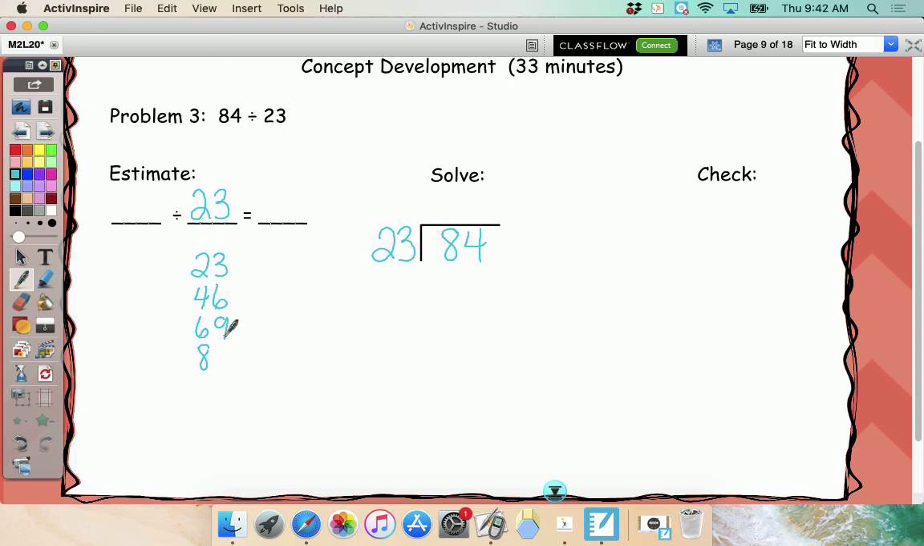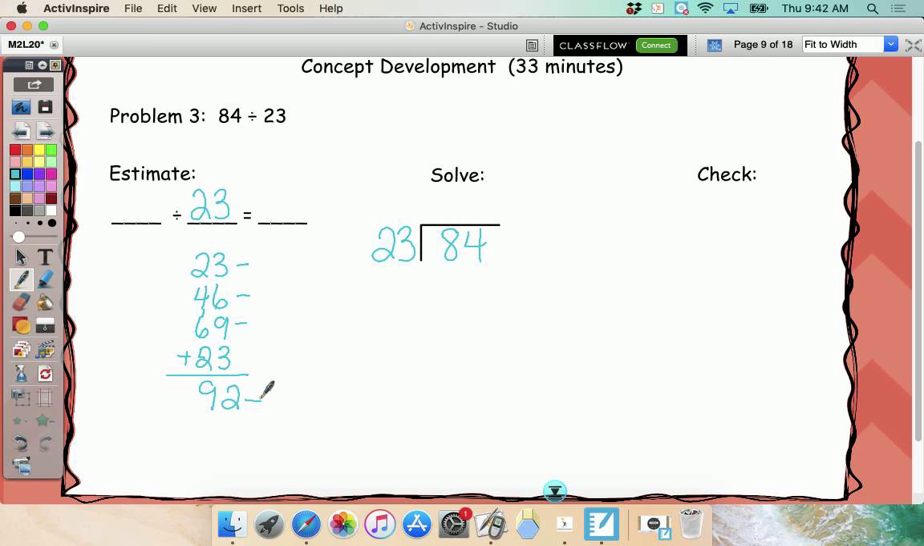Uh-oh. It's just a small problem. Here's how I'm going to solve it. I'm just going to add 23. What did I get? 92. So here are my multiples. They're here, here, here, and then down there. Okay?